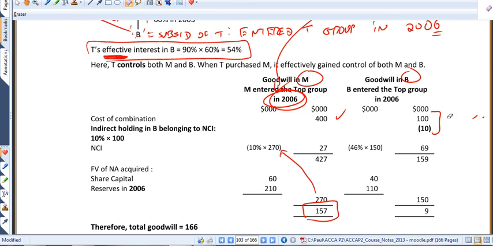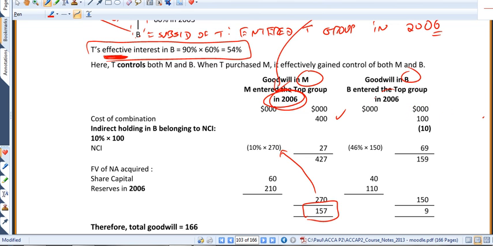So what I'm going to do is reduce our investment in bottom by 10%. That's the non-controlling interest percentage in bottom, don't forget, of the 100 that was the cost of the investment. Again, another way of thinking of this is that from top's perspective, top will have only paid 90 of that investment of 100.